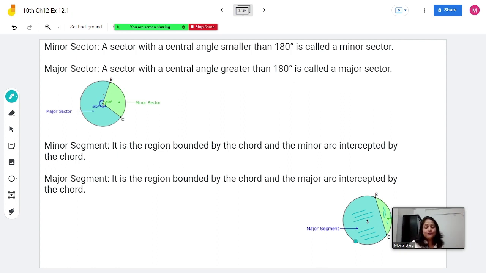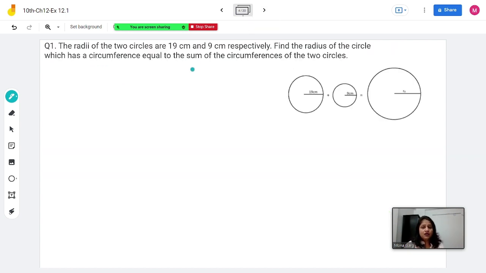So to clear our point, let's discuss some questions from exercise 12.1. Most of the students can do these questions, but the part that I want to discuss is the simplicity, easy, okay, and with fun. We can do these questions in comparatively much less time, more conveniently and with fewer calculations. Clear?